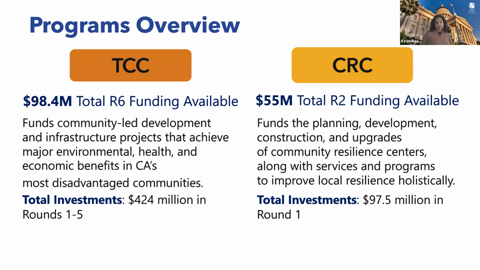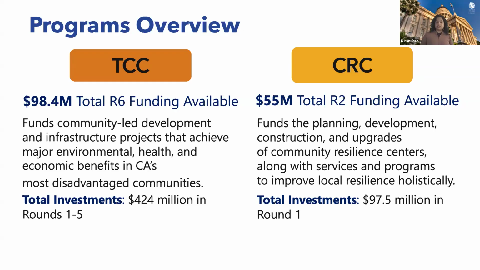The TCC program funds community-led development and infrastructure projects that achieve major environmental, health, and economic benefits in California's most disadvantaged communities. So far, the TCC program has invested a total of $424 million in California communities in rounds 1 through 5. In round 6, the TCC program will invest a total of $98.4 million in funding for its 3 grant types. The CRC program funds the planning, development, construction, and upgrades of community resilience centers, along with services and programs to improve local resilience holistically.